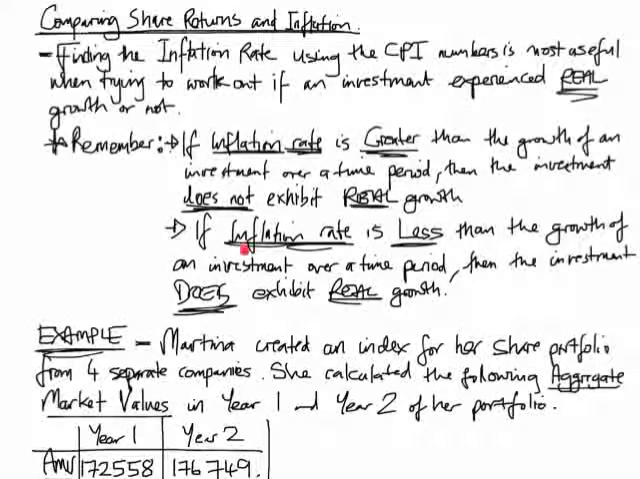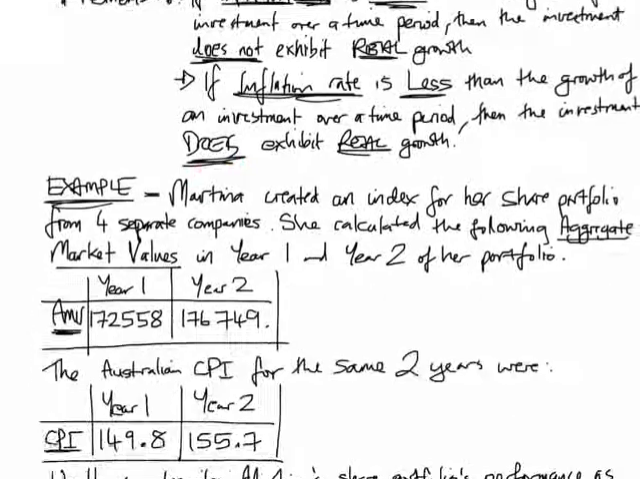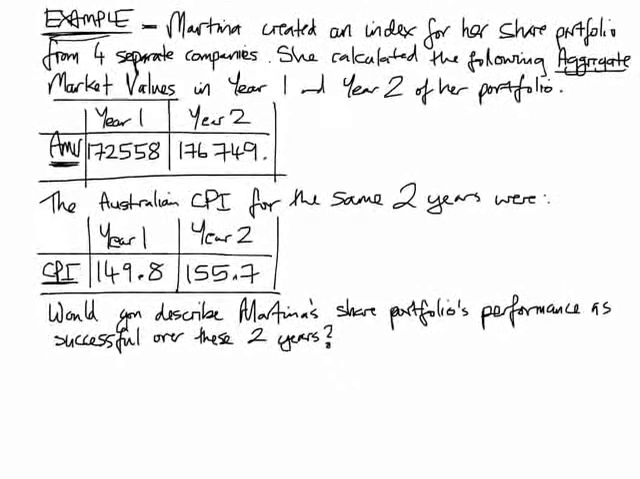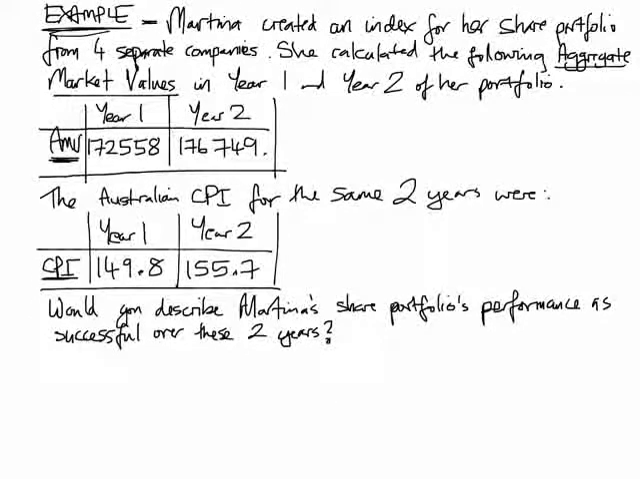If the inflation rate is less than the growth of the investment, so the investment grew say 2% and inflation ran at 1%, then the investment will exhibit real growth. So we're going to do an example of that. Example calculation is something you'll experience in exercise 7E.5.